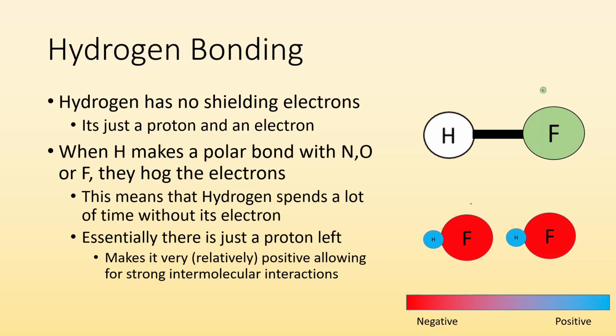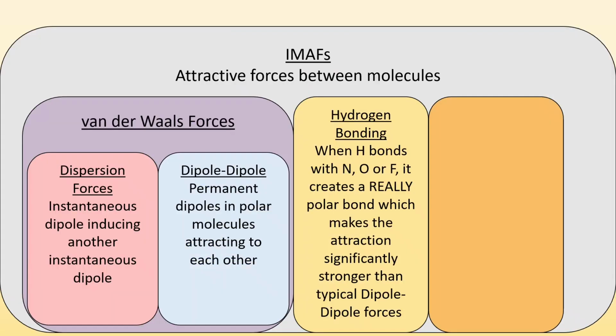So fluorine almost entirely hogs that electron, so it becomes very negative. And then hydrogen's just this proton, this positive charge sticking out over there. So these interactions between these molecules are going to be really strong. So graphic organizer, hydrogen bonding. When hydrogen bonds with nitrogen, oxygen, fluorine, it creates a really polar bond.